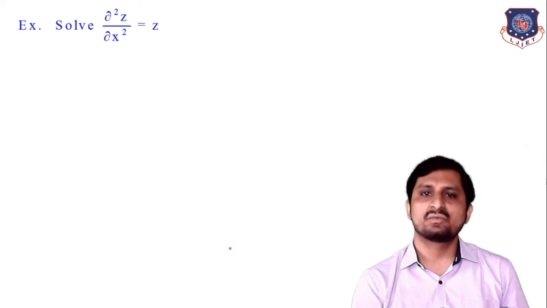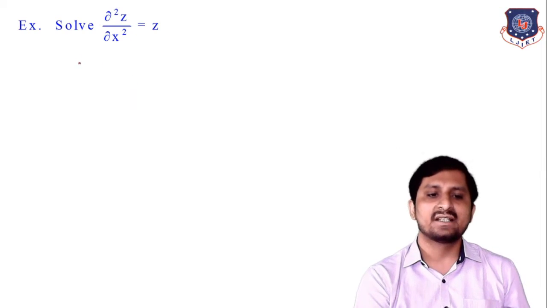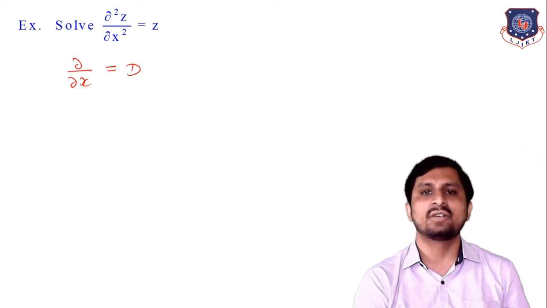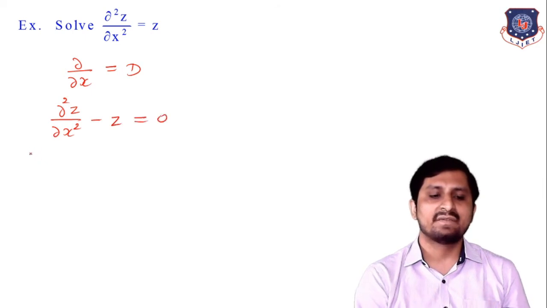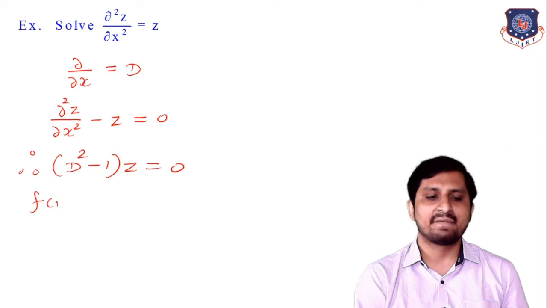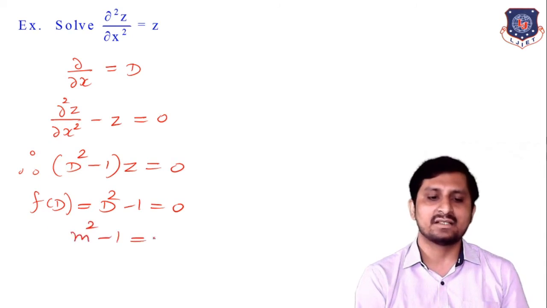Now let's solve just one example. First example: del square z by del x square equals z. So del by del x is capital D. Here there is no term of del by del y, so you don't need to assume it. I can write this as del square z by del x square minus z equals 0. With this notation, it is (D square minus 1) z equals 0. Now F(D) is D square minus 1 equals 0, so the equation in m is m square minus 1 equals 0.